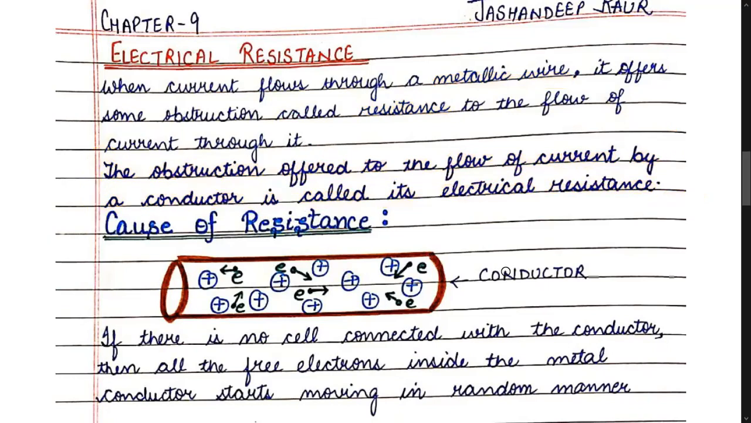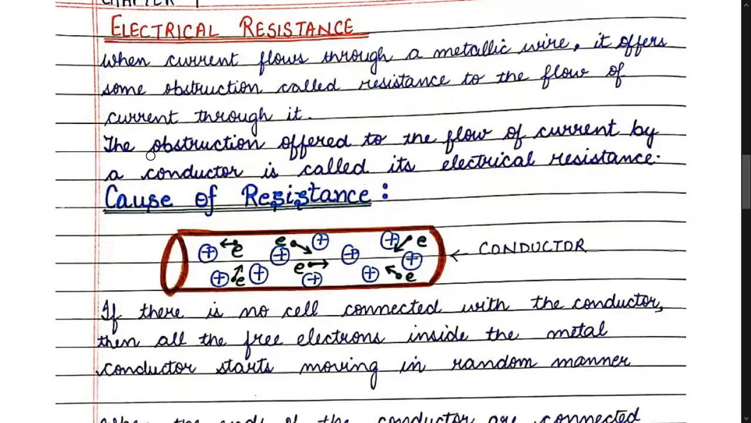So what is resistance? Repeat the definition with me. The obstruction offered to the flow of current by a conductor is called its electrical resistance. Students, you have to learn this definition as it is very important.